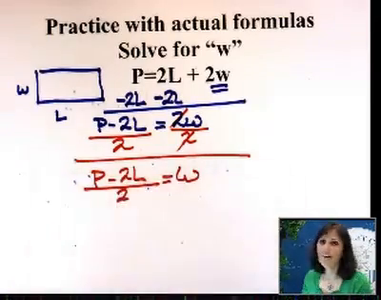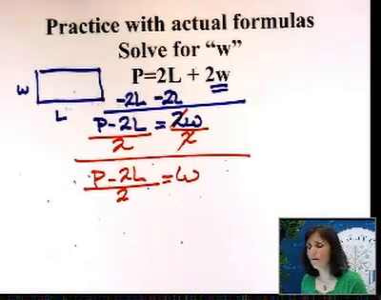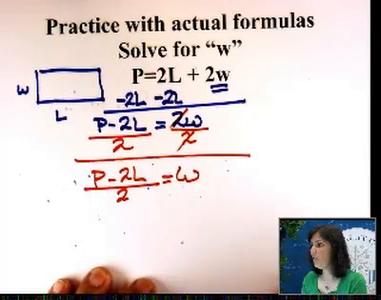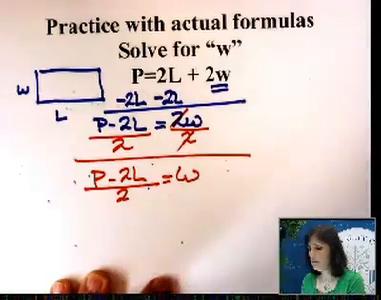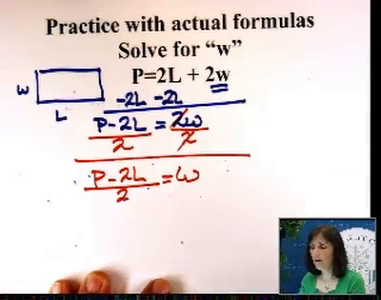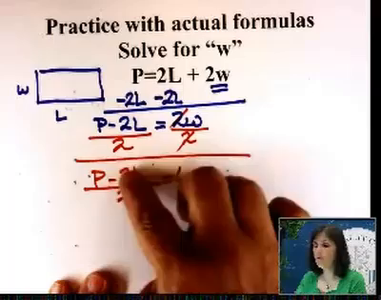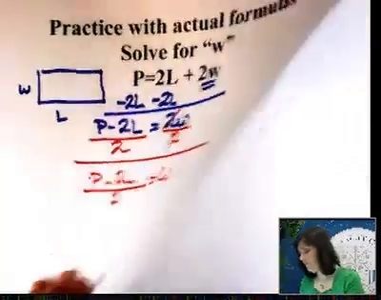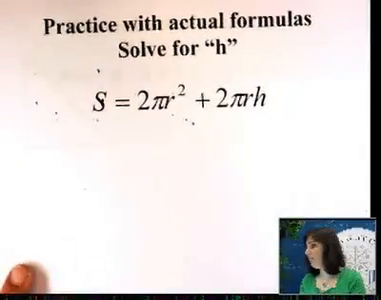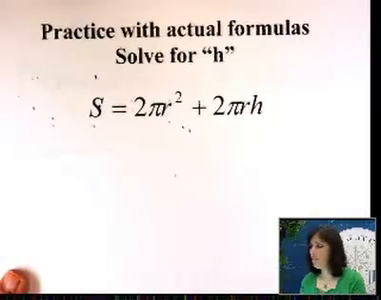Don't do this. You cannot do that. So that's a problem. It's a distributive property. You have to use that if you are trying to simplify. You cannot simplify the 2's here right now. Okay. Another formula. Solve for H.